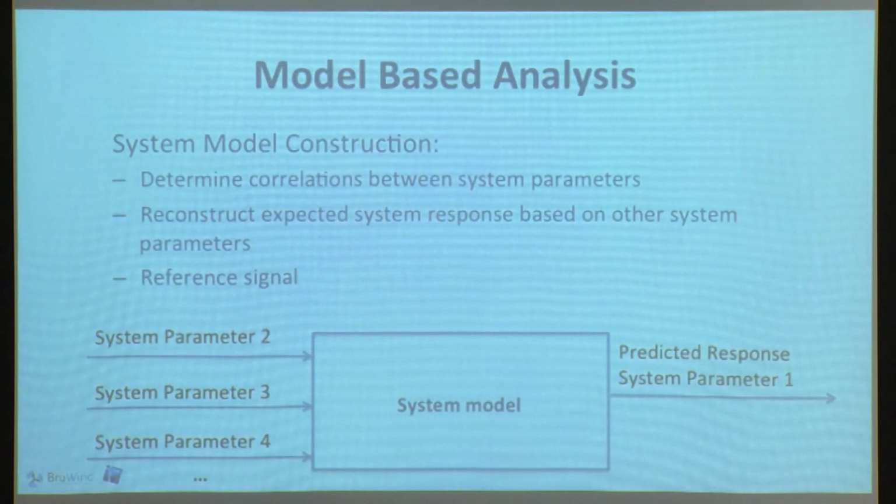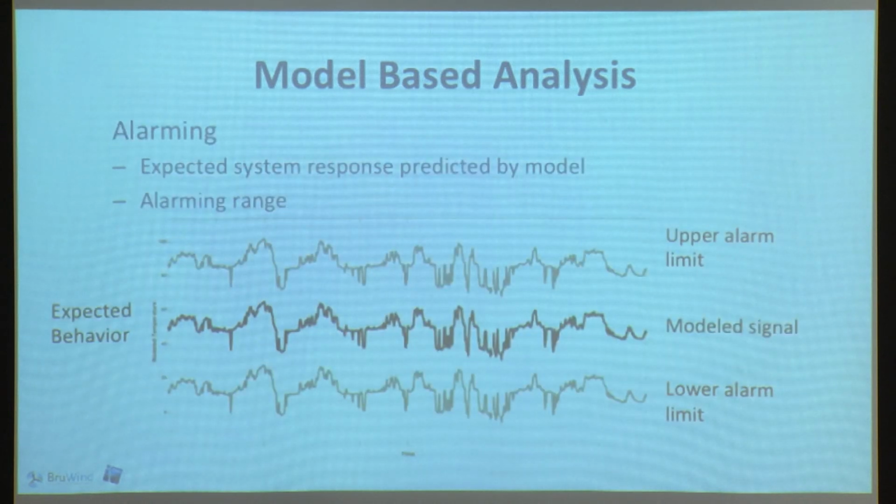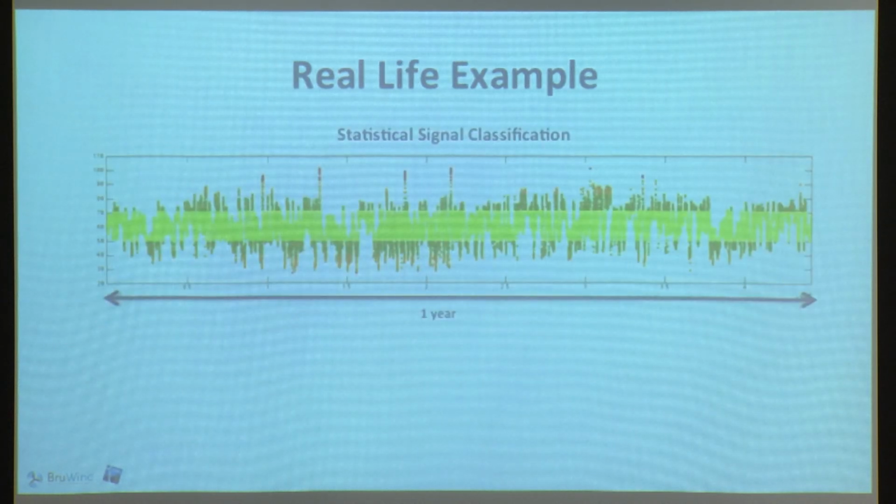I have an example here. So basically what you get is an expected behavior. You put an upper limit on it, you put a lower limit on it, and then you get the real data. So what I show here is again a real life case. I have 1 year of data. This is a statistical classification to show you that you can see some things going wrong because there were some overheating moments, but not that much.